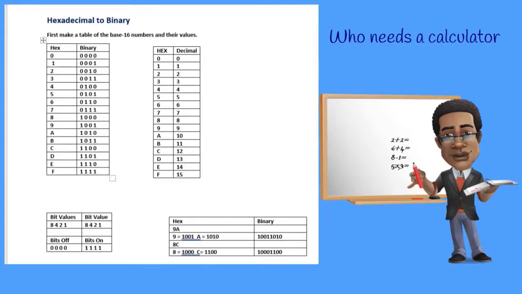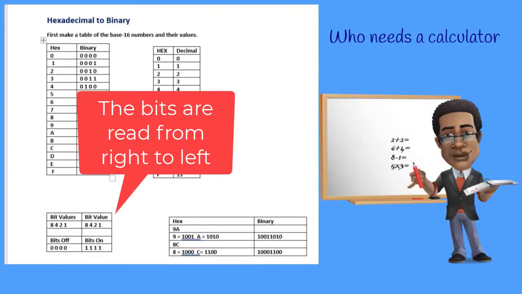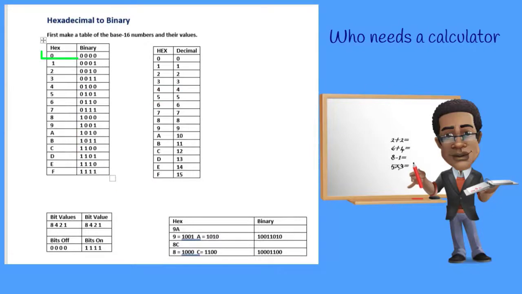Now, each of these 4 bits has a value. So when we start from the left, the value is 8, 4, 2, and 1. I got the bit values down here, 1, 2, 4, and 8. When all the bits are off, that equals 0, as you can see up here. When all the bits are on, that equals F in hexadecimal or 15 in decimal.